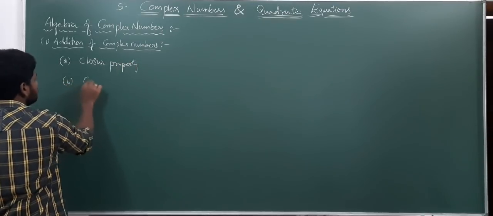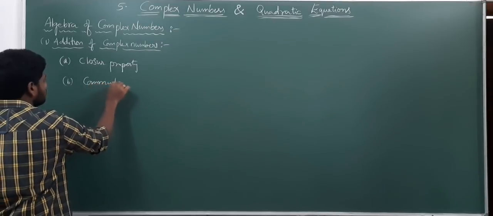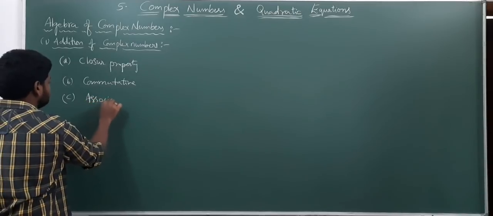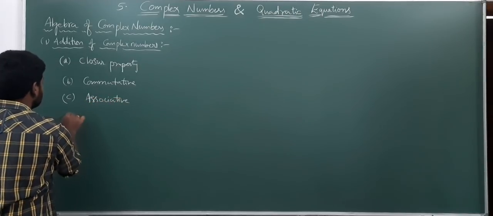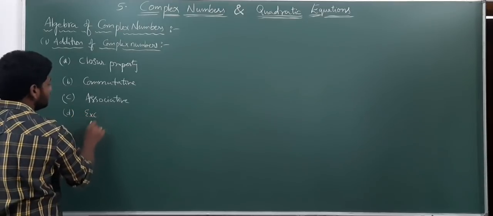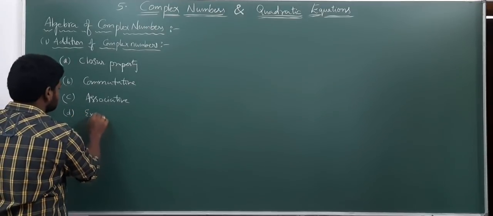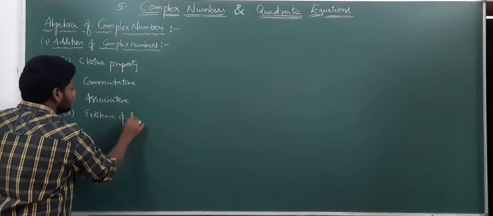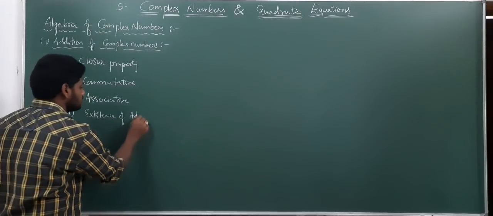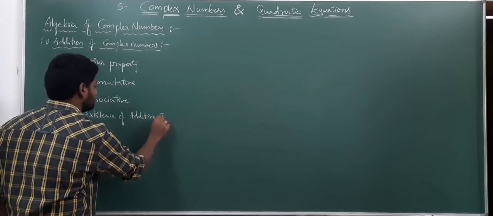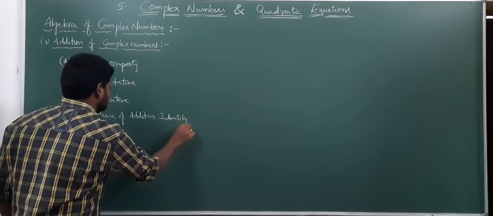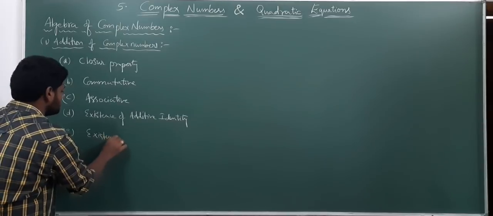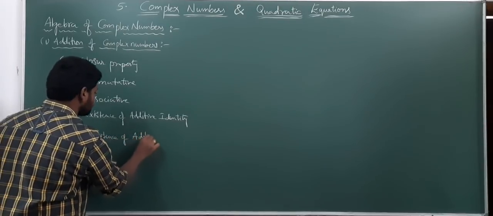Next one is commutative. Next one is associative. So next one is existence of identity, nothing but existence of additive identity when we are doing addition. So this is additive identity. Again, another property which we will discuss is existence of additive inverse.